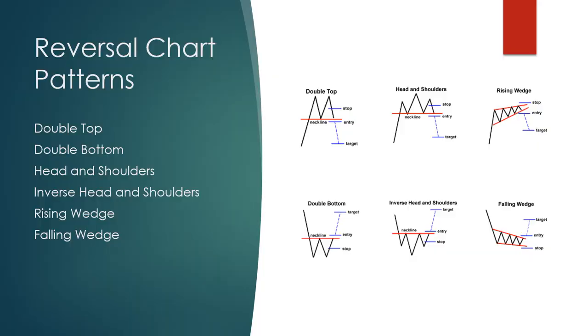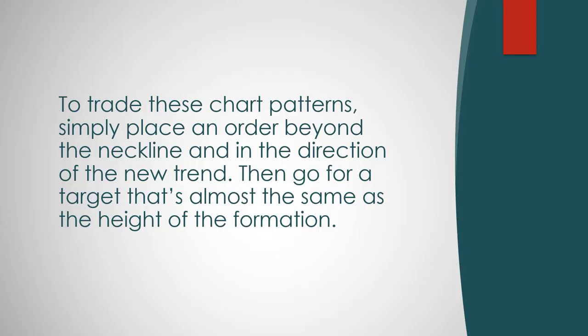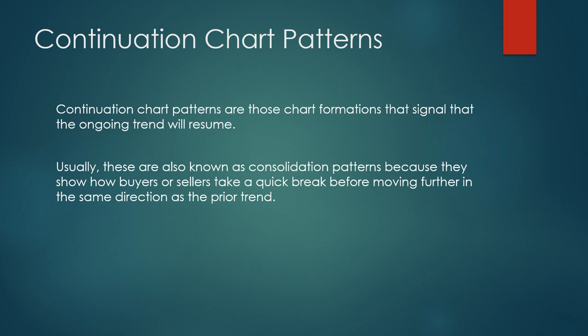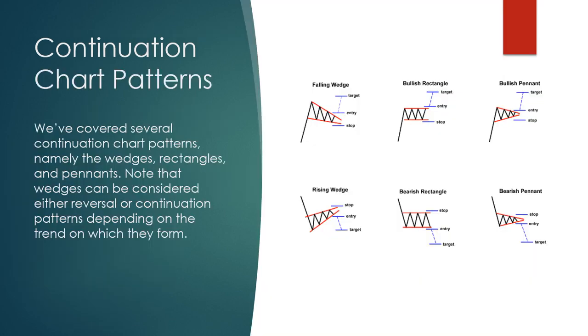So we have double tops, double bottoms, head and shoulders, reverse head and shoulders, rising wedges and falling wedges, but only a handful. So to trade these chart patterns, simply place an order beyond the neckline and in the direction of the new trend. Then go for a target that's almost the same as the height of the formation. Not complicated. This standard formula works great. See, all of these, you look on the right, you can see the standard formula, and they work. They're reliable. You can test them on demo accounts and test them over and over.